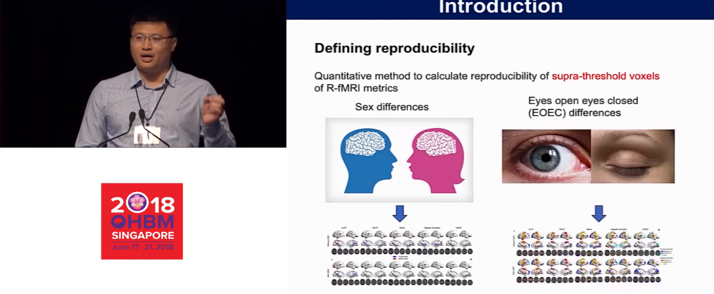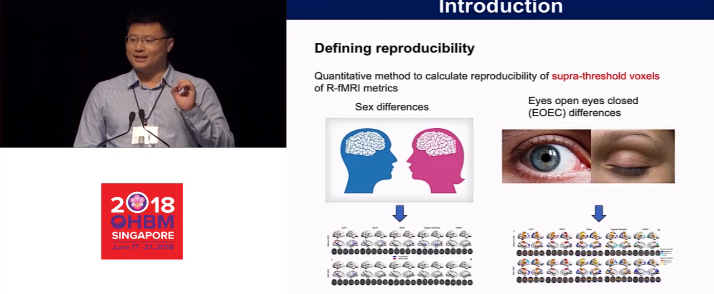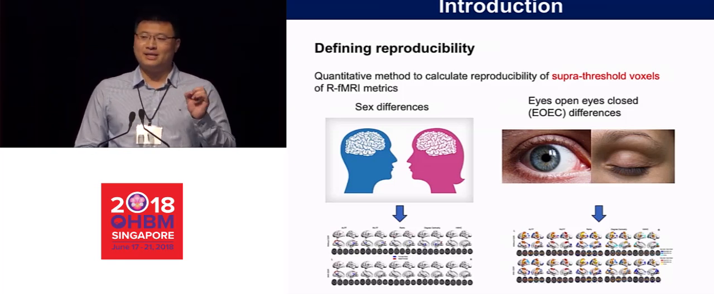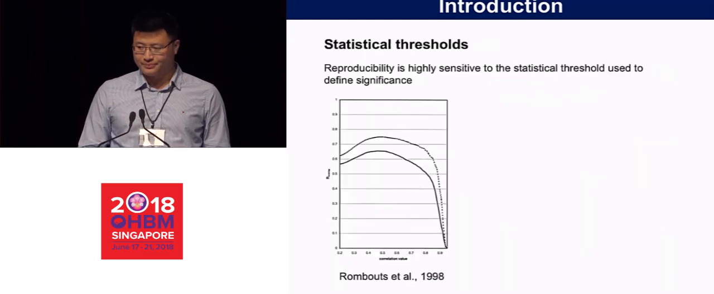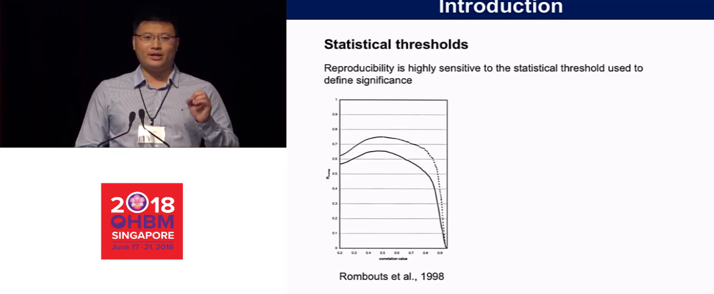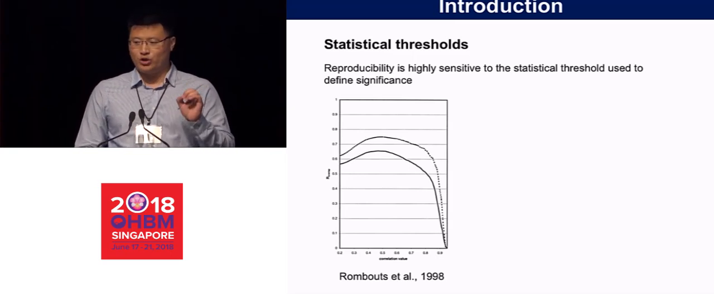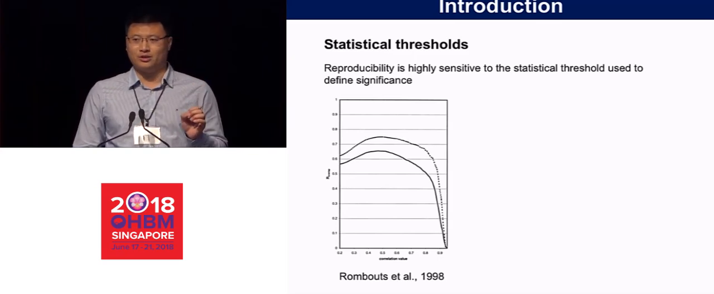We could also talk about within-subject design. For example, if we have eyes open versus eyes closed differences, could this be replicated in another data set? We should define this kind of reproducibility as well. And when we talk about reproducibility, a critical issue is thresholding. Some people already talked about that: when you increase the threshold, the reproducibility drops. For example, if you have a very strong threshold and no single voxel survives, then your reproducibility drops to 0.